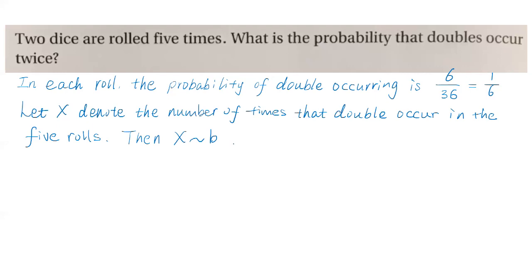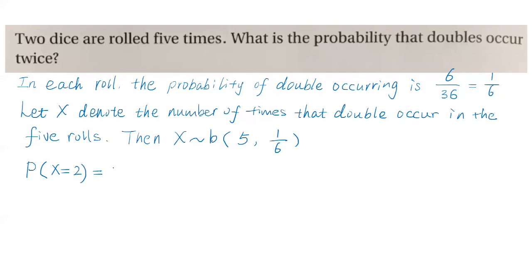Because in each roll there are only 2 outcomes, whether we roll a double or not, right? And the probability of rolling a double remains constant, which is 1/6. So if we use X to denote the number of times that a double occurs in the 5 rolls, then X follows a binomial distribution. Okay. The first parameter is 5 rolls. That means 5 trials. The second parameter is 1/6, which is the probability of a double occurring, right? So it asks you to calculate X being 2 here.